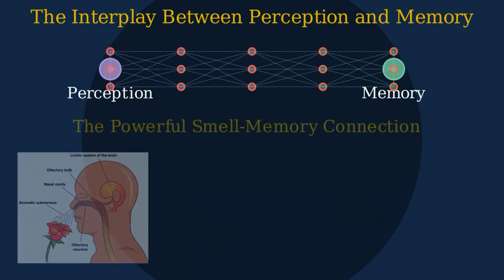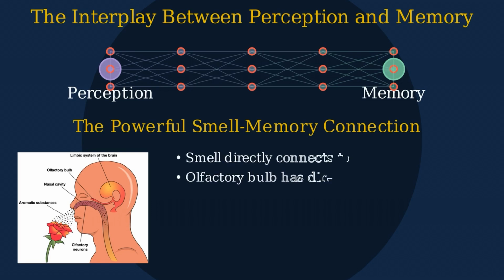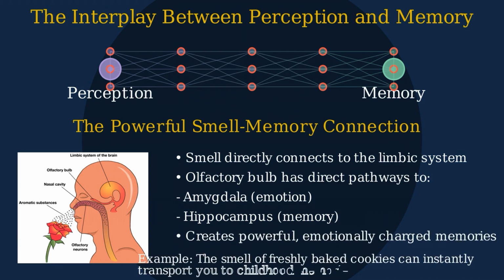A powerful example of this interplay is our sense of smell. If you have a strong memory associated with a particular smell, that smell can trigger vivid memories and emotions. Unlike other senses, smell is directly connected to the limbic system, which processes both emotions and memories. The olfactory bulb has direct pathways to the amygdala, which processes emotion, and the hippocampus, which is crucial for memory formation. This unique connection creates particularly powerful and emotionally charged memories.